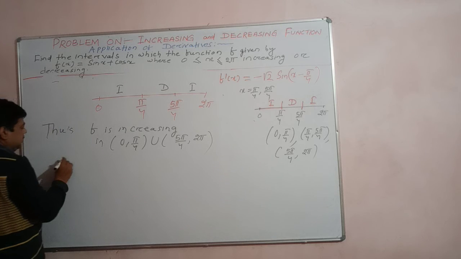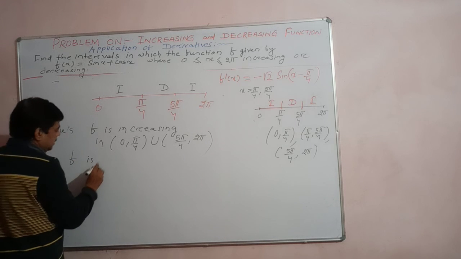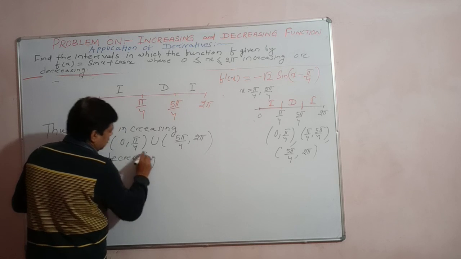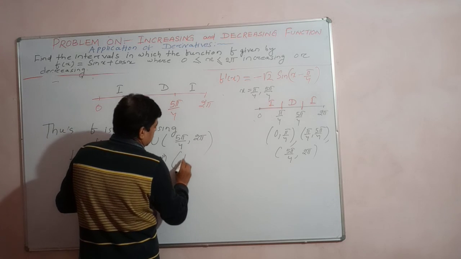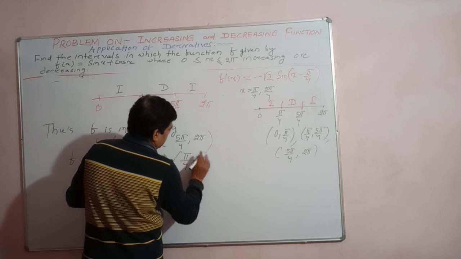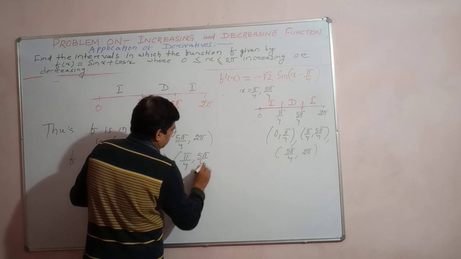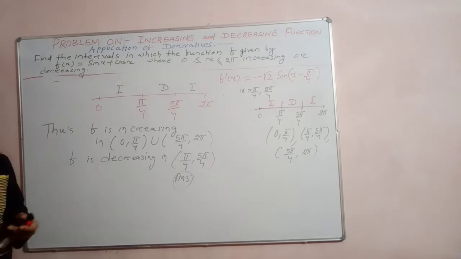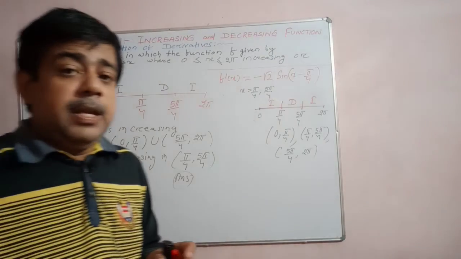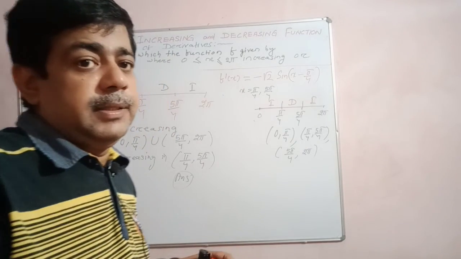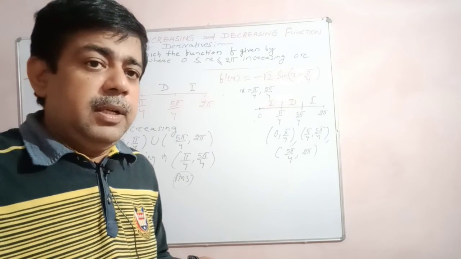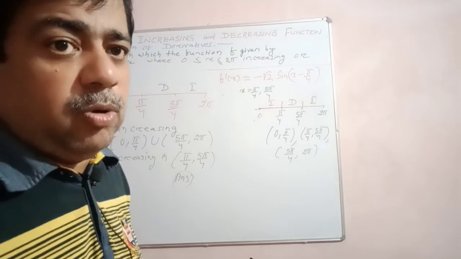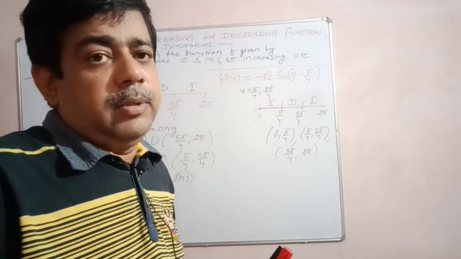Again, f is decreasing in the interval pi upon 4 to 5 pi upon 4. Understand? This is the required answer which we were going to find out. Is it clear, students? I hope you understand it. Also follow it and practice it. This is one of the most important questions, not only for your exams but for every competitive exam you will face in future.